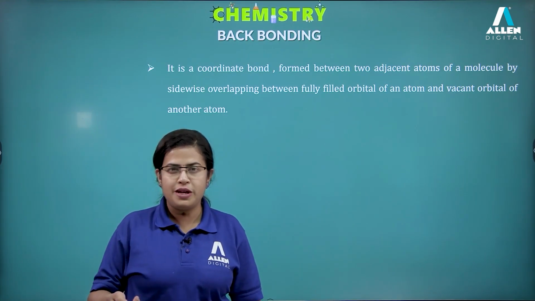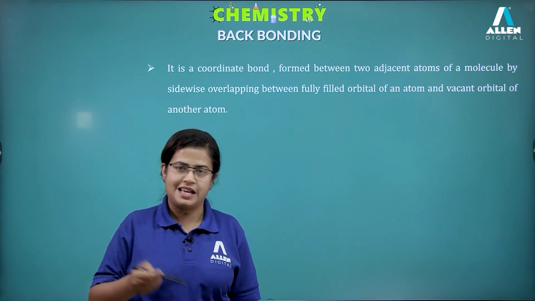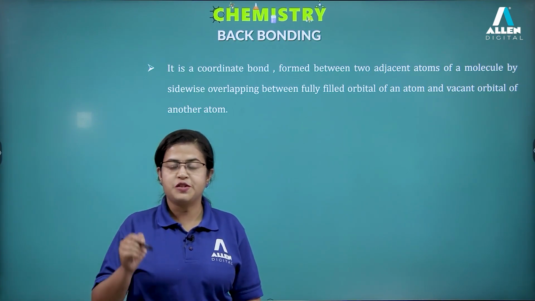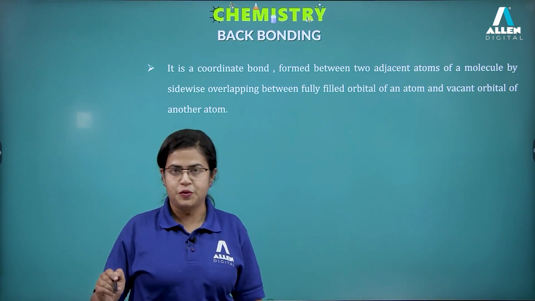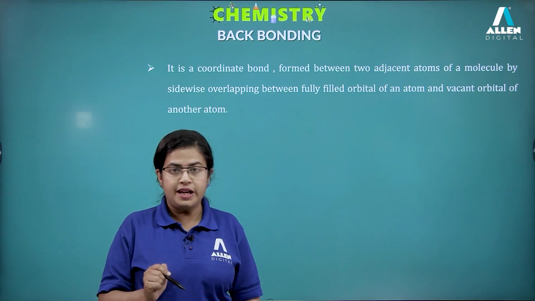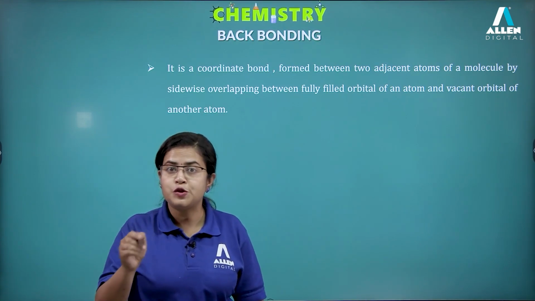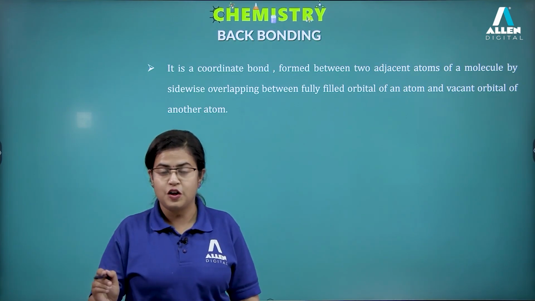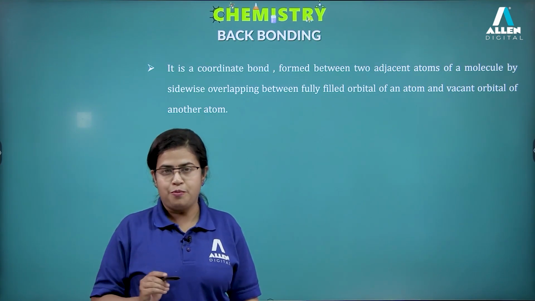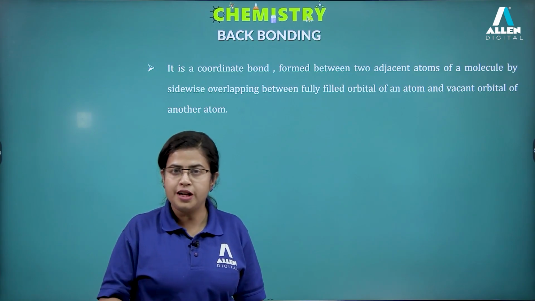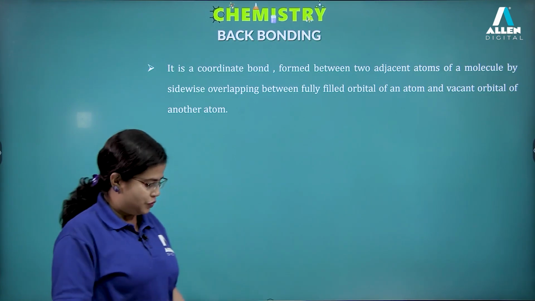So is it going to be an intramolecular thing? Yes, it's going to take place within the same molecule in an atom. Also, this type of coordinate bond takes place by sideways overlap. Remember the word sideways. So what kind of bond is that? Yes, it's a pi type of coordinate bond. You can call coordinate bond a dative bond also.